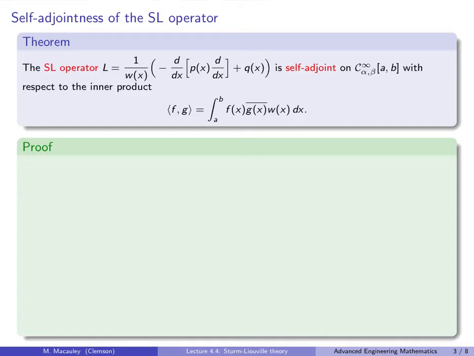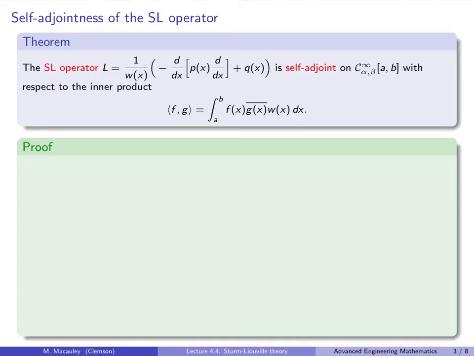The Sturm-Liouville operator, the same thing that we saw before, is self-adjoint on any of these spaces, C infinity sub alpha beta on [a, b]. This is a space of smooth functions on a to b with boundary conditions given by the vectors alpha and beta. So this encompasses things like Dirichlet conditions and Neumann conditions and mixed conditions and all of those. And this is with respect to the following inner product.